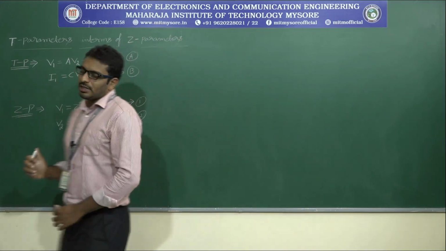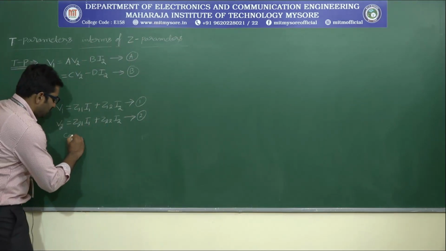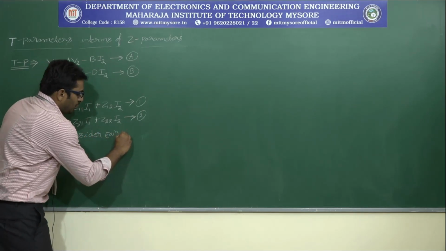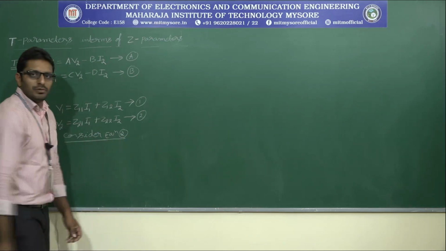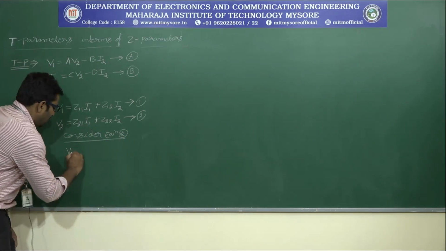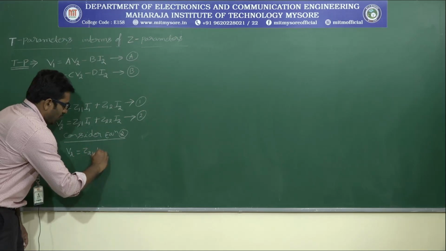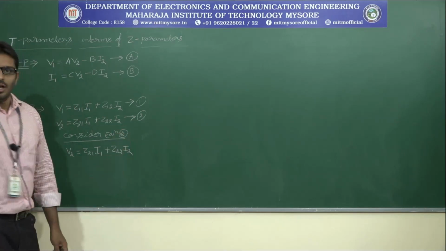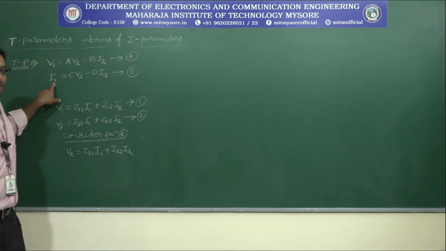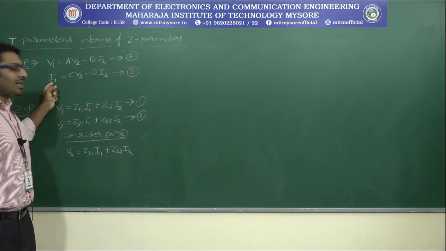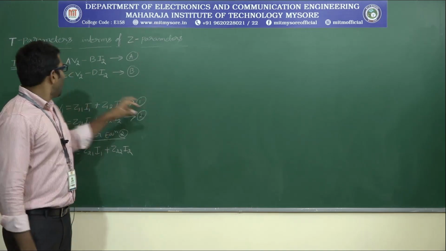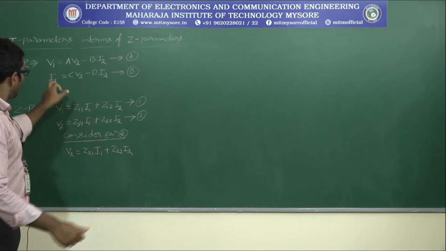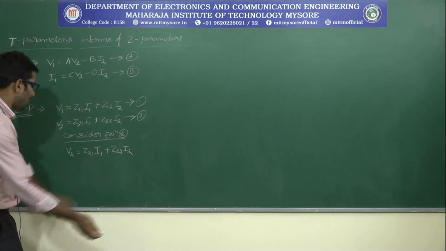Now what is the next step? Consider equation 2. What is equation 2? V2 is equal to Z21 I1 plus Z22 I2. Now get the expression for I1, because in equation B, I1 is the dependent variable, whereas V2 and I2 are independent variables. Is it clear? So now get the expression for I1. Where is I1? Here.